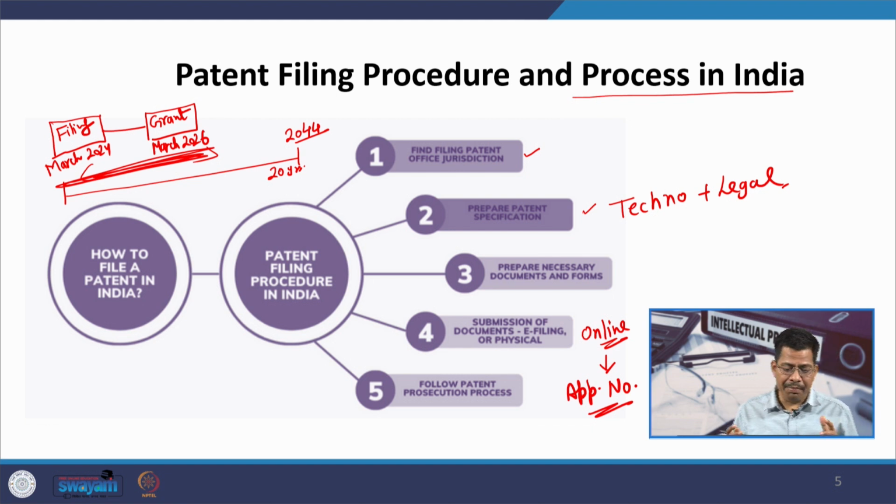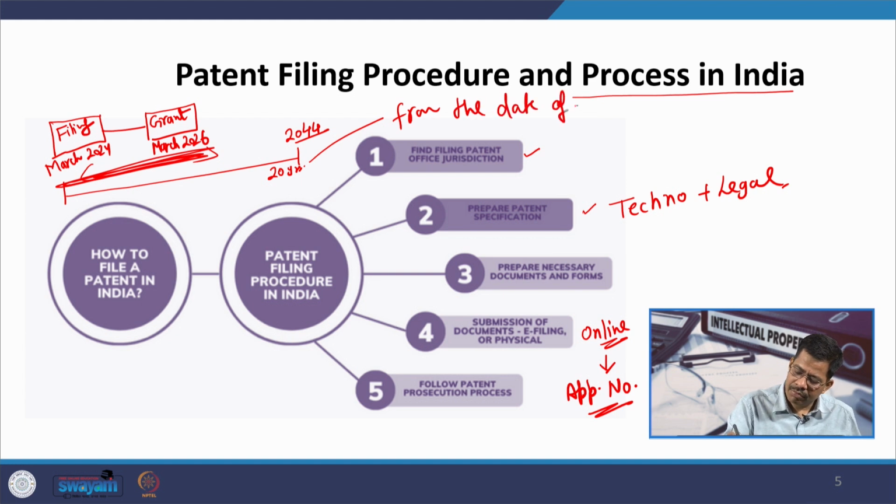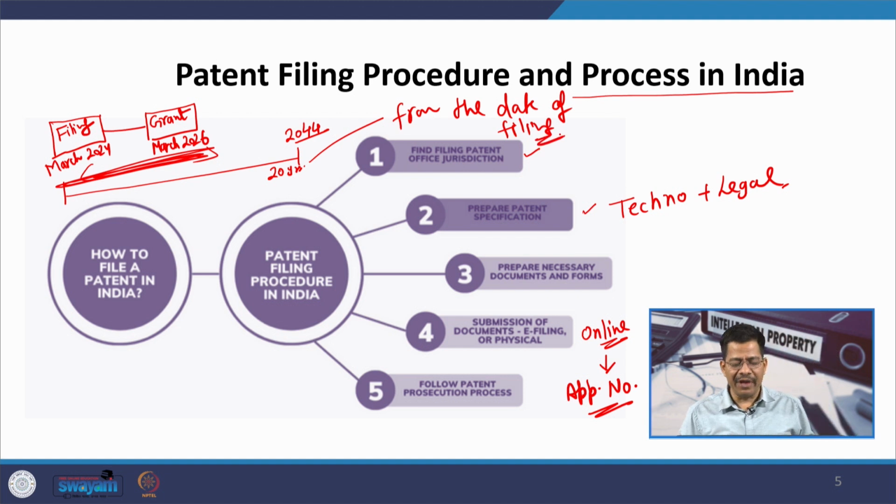So, it is very important that we understand that our 20-year period is from the date of filing, and please do not wait for the grant to start your business activities. Then some of you may ask, what is the significance of grant? By chance, if the patent is not granted, then what will happen?